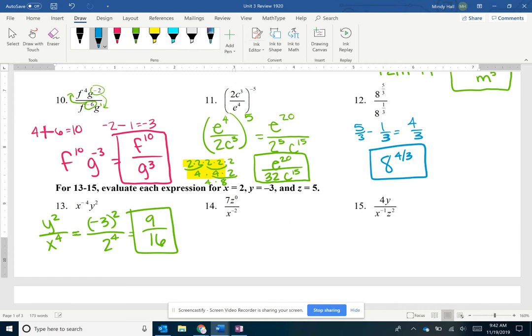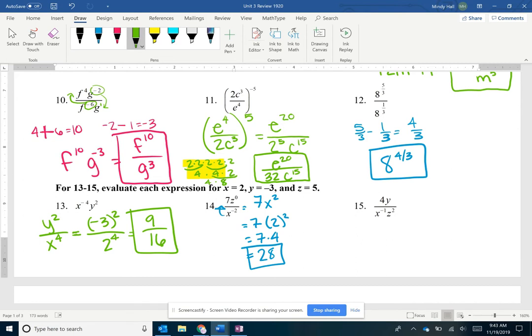Okay? For 14, we can simplify a little bit because z to the 0 power is just going to be 1. It doesn't matter what z is worth. So that is just going to leave me with 7 on the top. But this x to the negative 2 also needs to move up. And so because of that, I'm actually going to have 7x squared. So then when I plug in my x of 2, I can only square the 2 because that's what's next to the squared. So this would become 7 times 4, and 7 times 4 is 28.